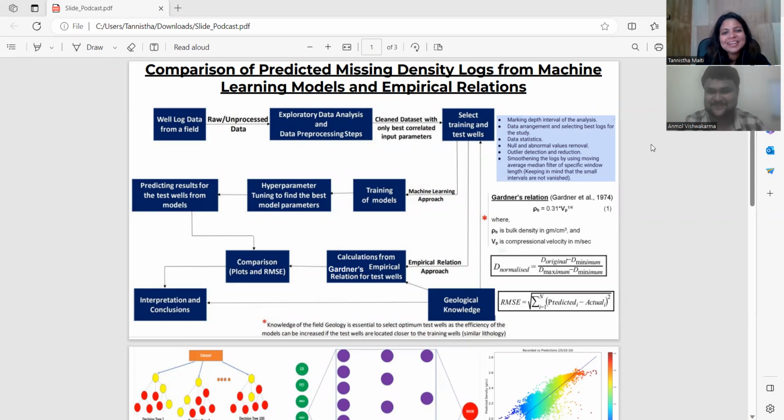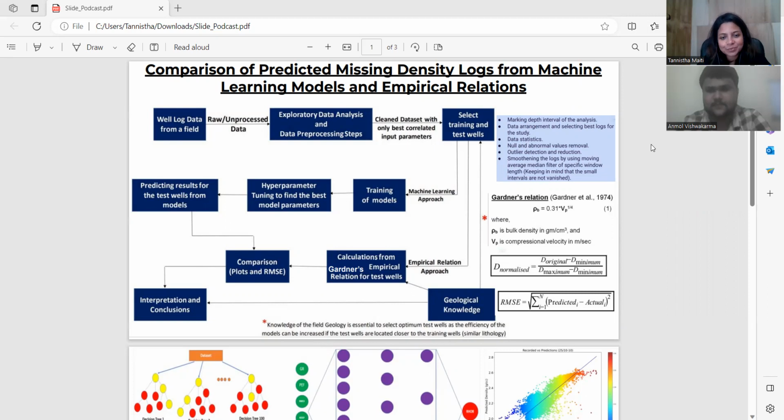Okay, so we see a comparison of predicted missing density logs from machine learning models and empirical relations. So how about you start? We see a workflow and all. Let's see how you start. Maybe I'll ask questions. Quite difficult, but it's very interesting.